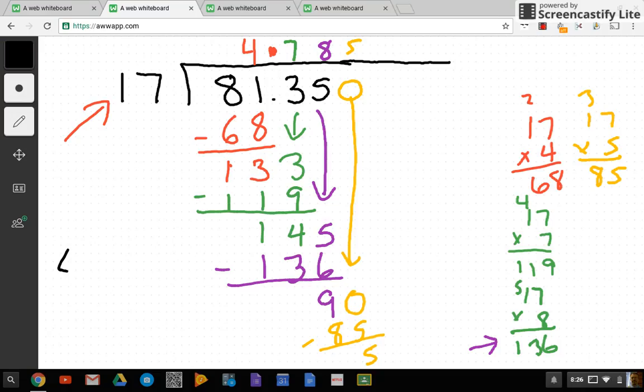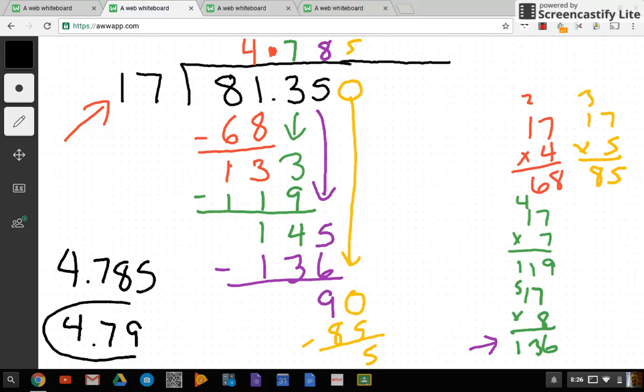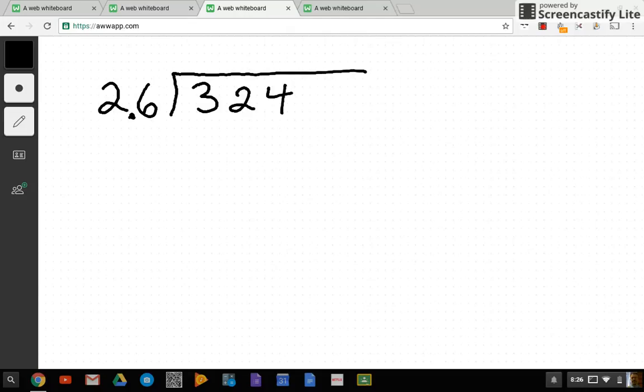So I've got 4.785. If I just rounded this off to the hundredths place, it would give me 4.79. And that's going to be close enough. Okay, next problem. We have a whole number divided by a decimal. So we have a decimal divisor.